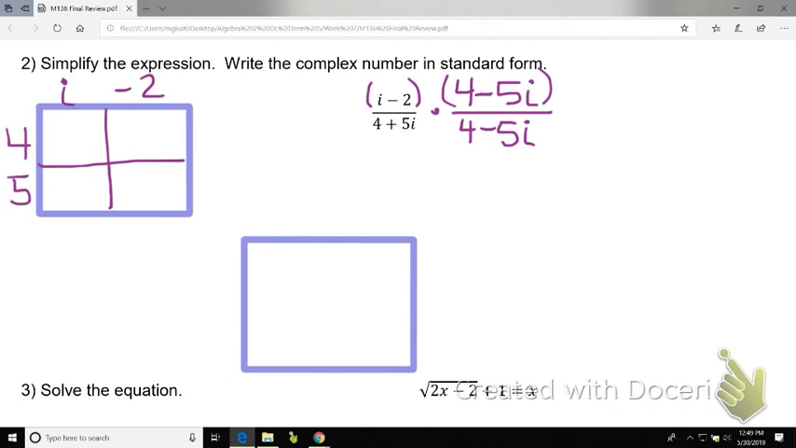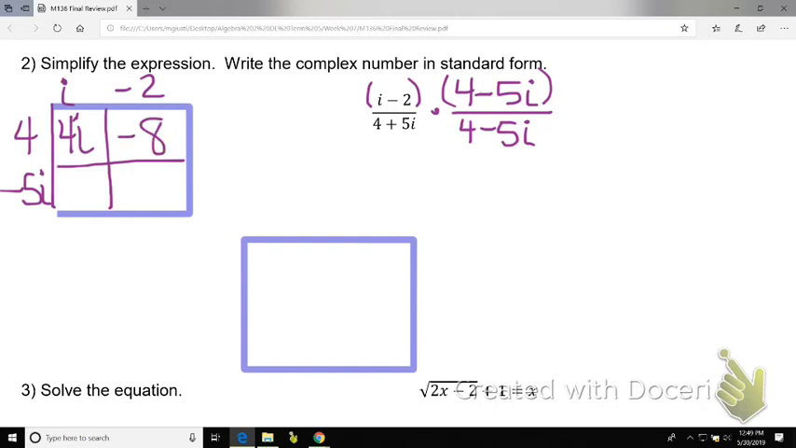The biggest difference is, I didn't leave myself enough room, sorry. The biggest difference on this problem is they put the i term first, so you might end up with things in a different spot than when you're used to seeing them, but it's still just all multiplication. So what is 4 times i? 4i. And then 4 times negative 2 is negative 8.